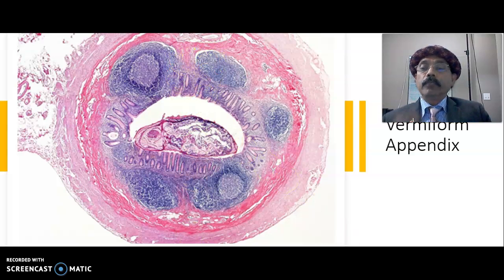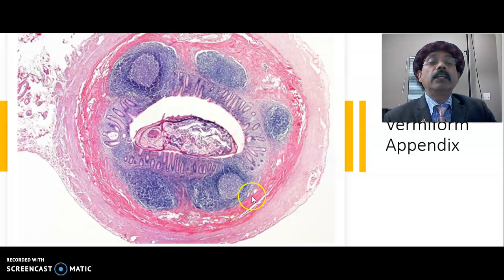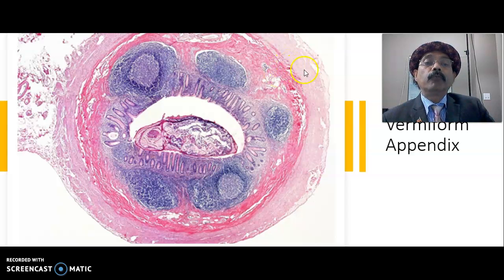If you go to the structure of the appendix, we get something like that of other parts of the intestine. It has four layers. We have the mucosa, we have the submucosa, then we have the muscularis externa, then we have the serosa. Again, four layers. Mucosa consists of lining epithelium, that is simple columnar epithelium with goblet cells.